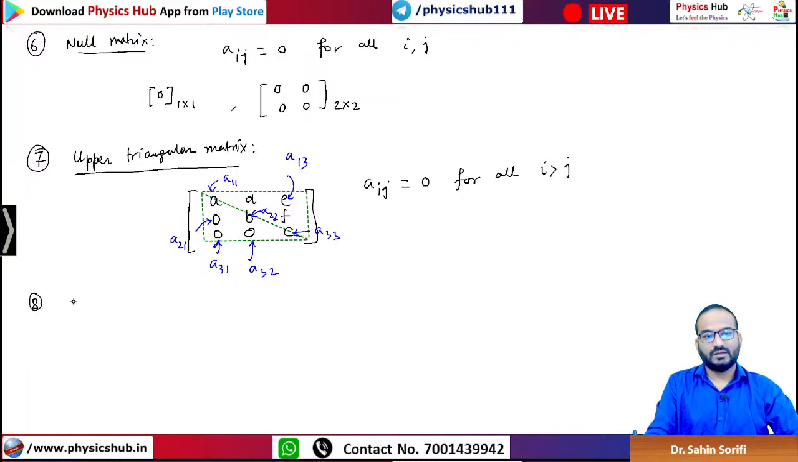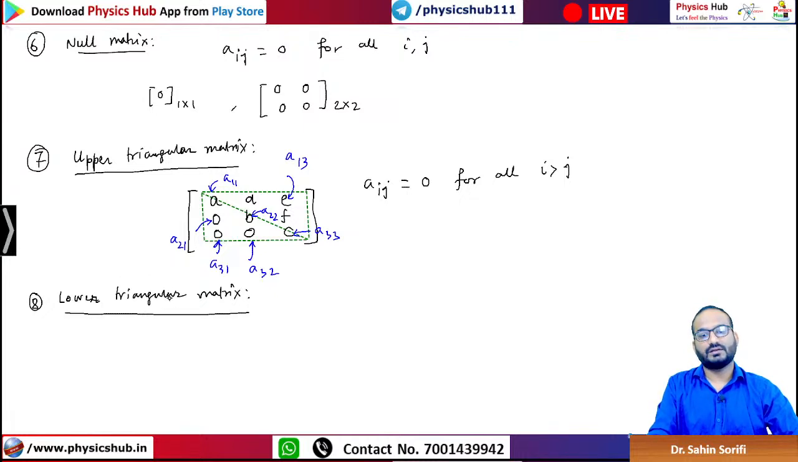The lower triangular matrix is just the opposite. So you just need to remember this: triangular, and upper and lower, those elements are non-zero. Okay. So the definition will be Aij equals 0 for these elements, i less than j. So for all i less than j.